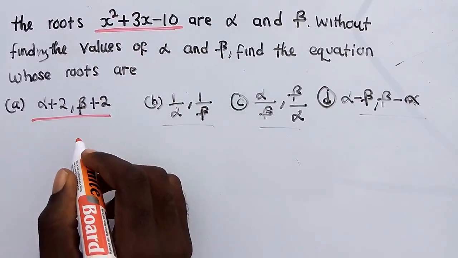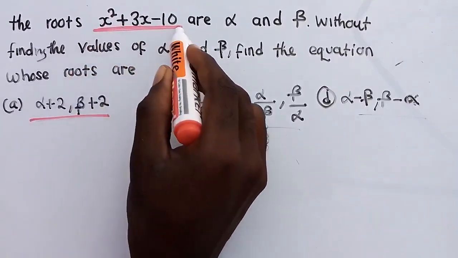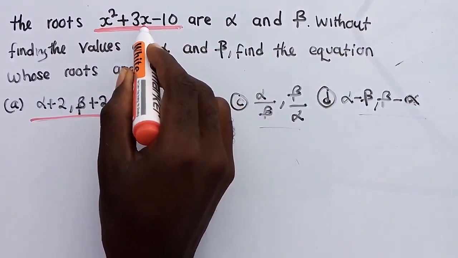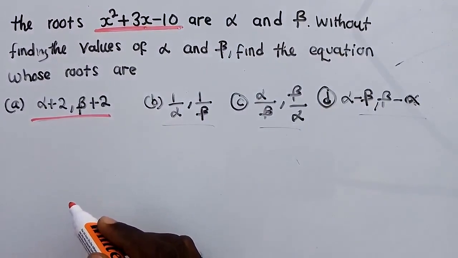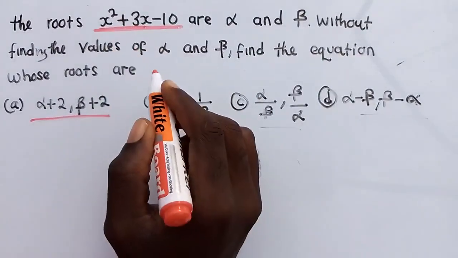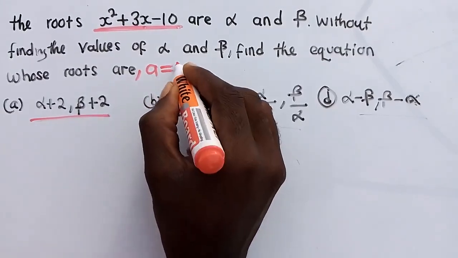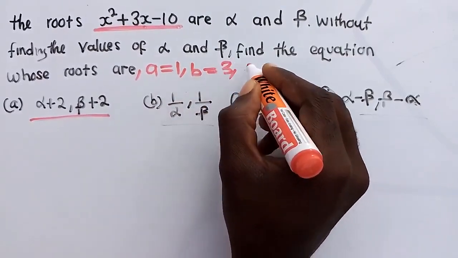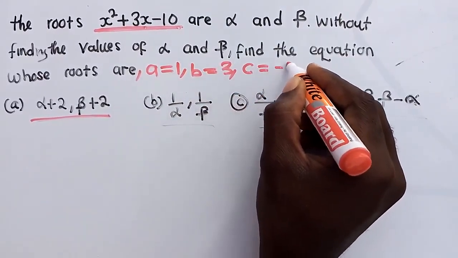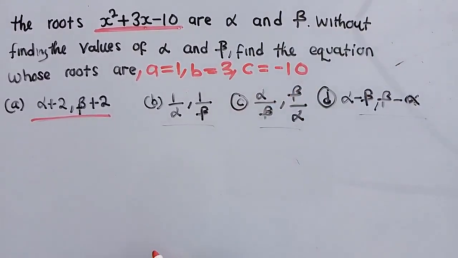The first thing that you need to do is to find the sum and the product of the roots of this particular equation. So in that equation, the first thing is to collect the data. What is our A? Our A is 1. What is B? Our B is 3. What is C? Our C is negative 10.